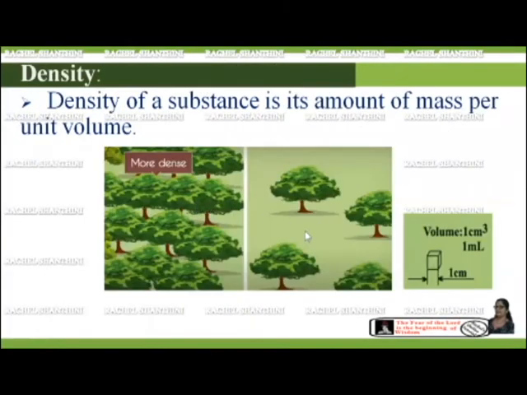Look at these two pictures of a forest. Here in picture 1, we could see more trees. In picture 2, we could see fewer trees. So we use the word dense. This forest is more dense when compared to this forest. Now let us see the definition for density. Density of a substance is its amount of mass per unit volume.